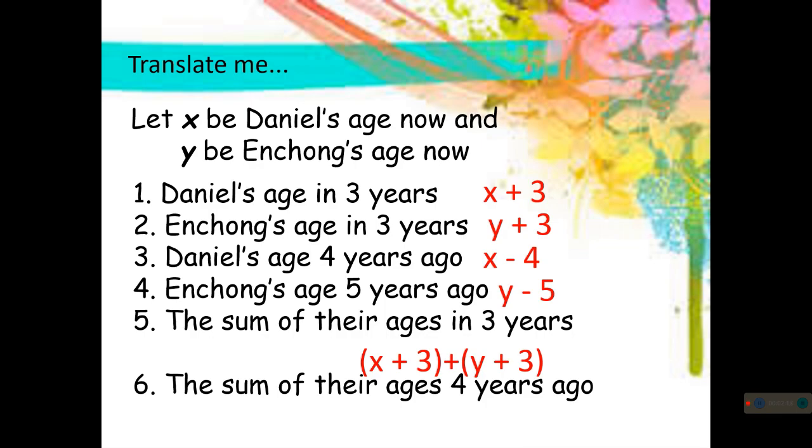Okay? And for number 6, we have the sum of their ages 4 years ago. How are you going to translate that? Okay, the correct answer is X minus 4 plus Y minus 4. Because the age of Daniel 4 years ago is X minus 4, and then the age of Enchong 4 years ago is Y minus 4. So that's why you are going to add their ages 4 years ago. Okay? So this activity will be helpful for you to solve the given age problems later.